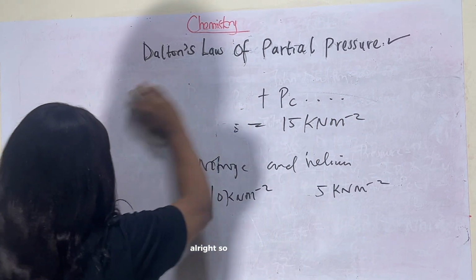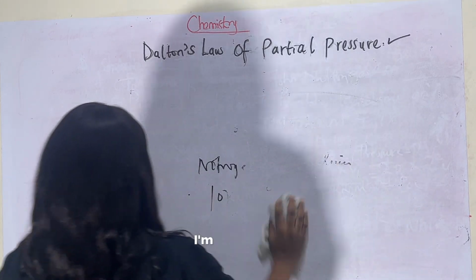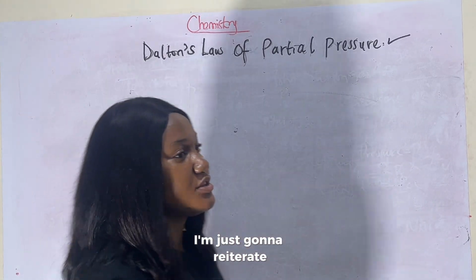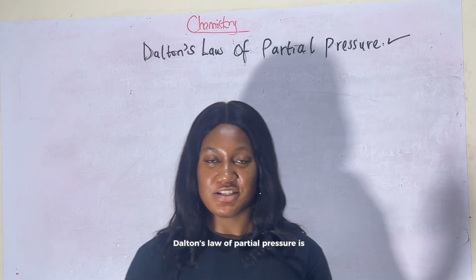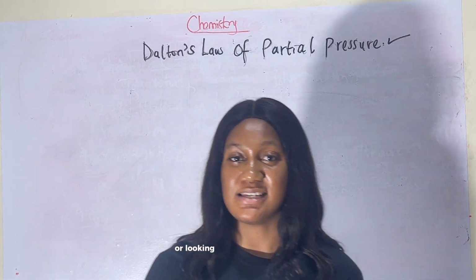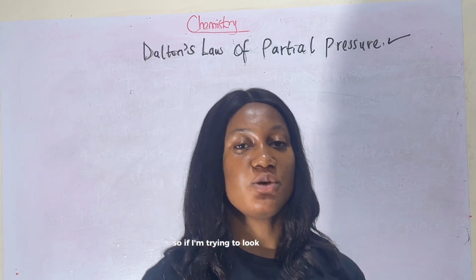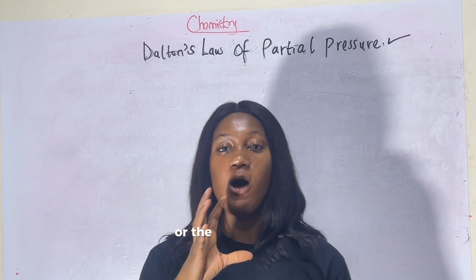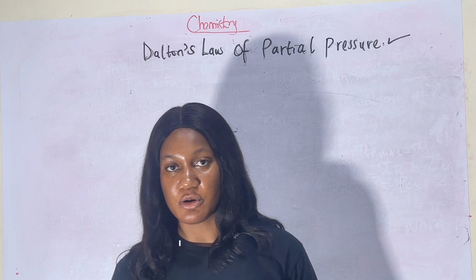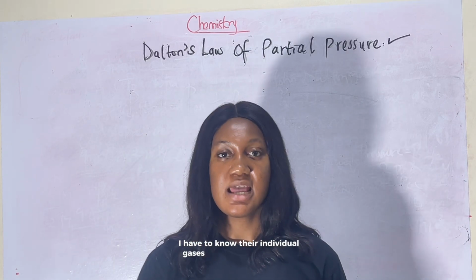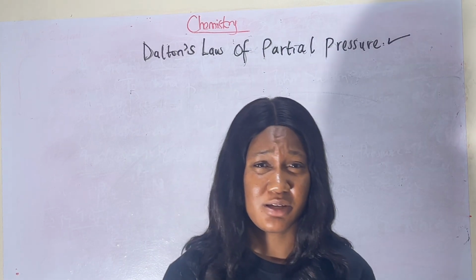Alright, so we've seen this. I'm just going to reiterate. Dalton's law of partial pressure is all about looking for the total pressure of gases that do not combine. So if I'm trying to look for the total pressure of gases that do not combine, I have to know the individual pressures of the gases and then sum them up. Now, hope you got that.